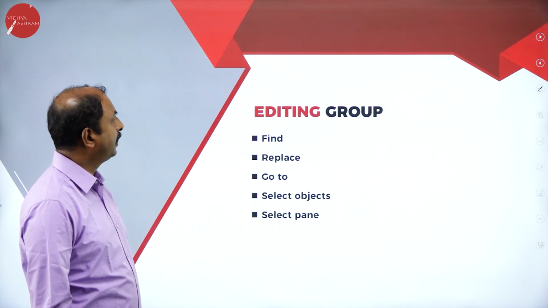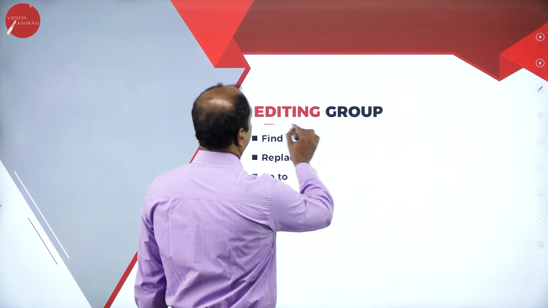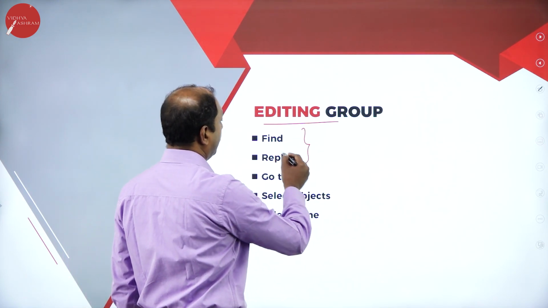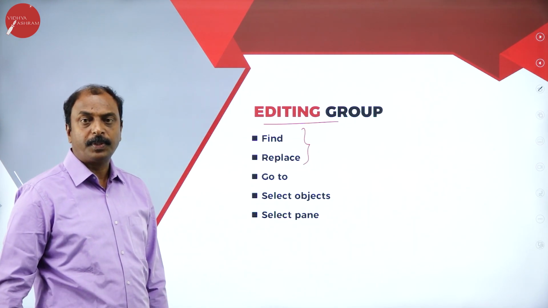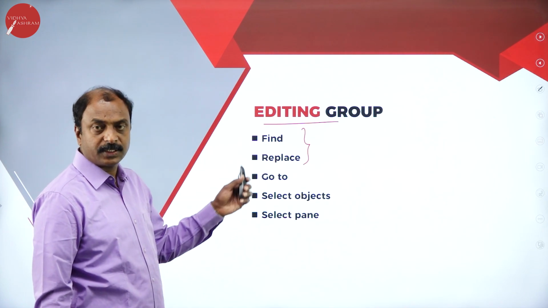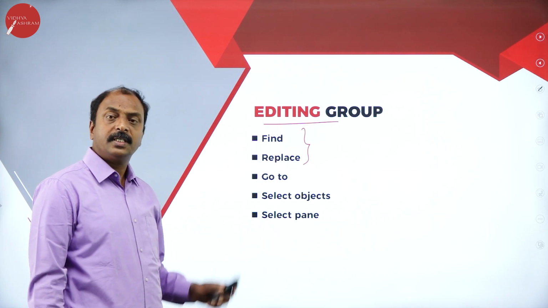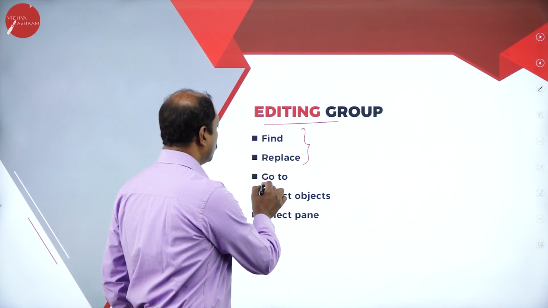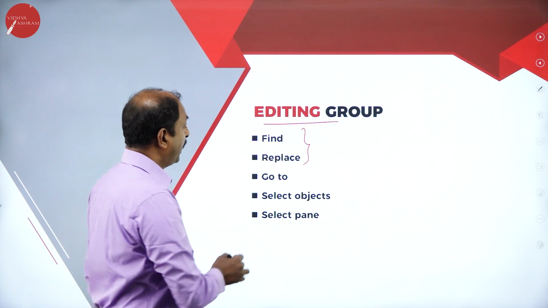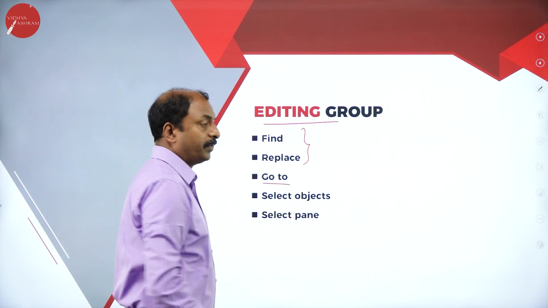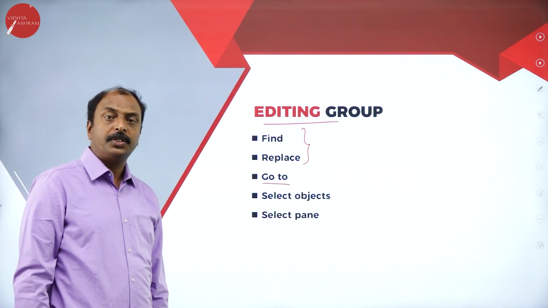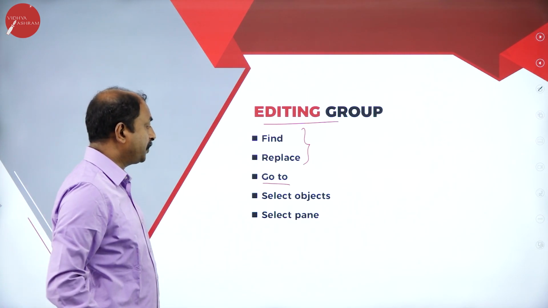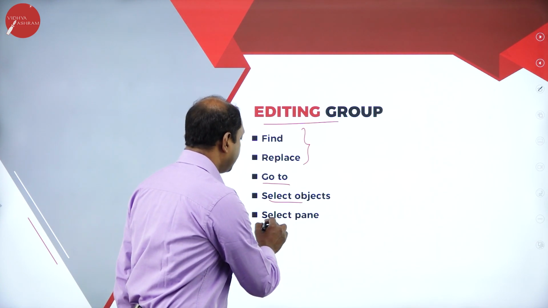Now the next slide, the editing group. In the editing group is the find and replace option that you have already seen, and as I told you, it is also possible to work through the menu or through the command group. So find and replace and go to: with the help of this we can go to a particular cell by entering a proper cell address. That is the go to option, and select an object, select pane.